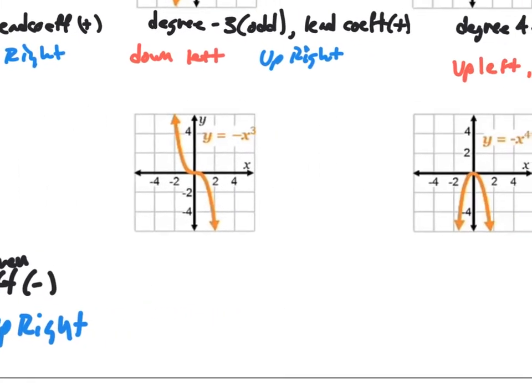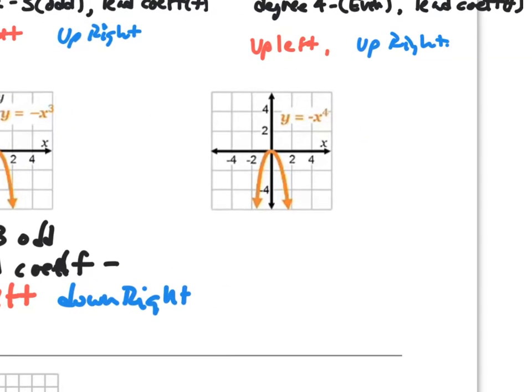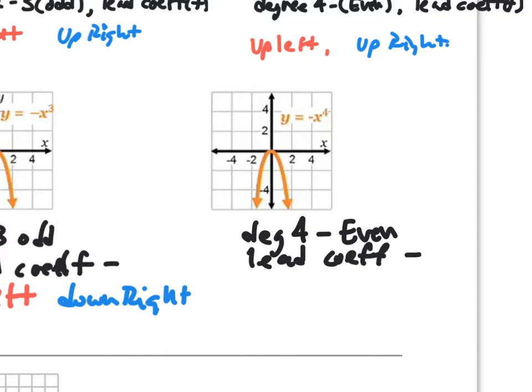Okay, similarly over here, our degree is 3, which is odd, and our leading coefficient is negative. So that means we're going to go up to the left and then down to the right. All right, last one, degree is even, degree is 4. Okay, our leading coefficient is negative, and that means we're going to go down to the left, up to the right.